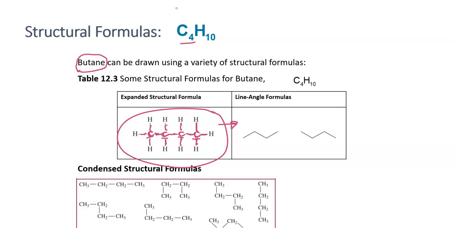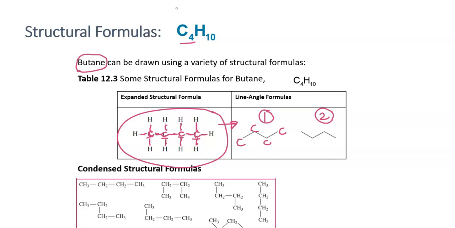So you just have to visualize the carbons in these corners and ends. So you can draw this line angle formula in 2 different ways. Both are correct and both of them show the same molecule, C4H10.